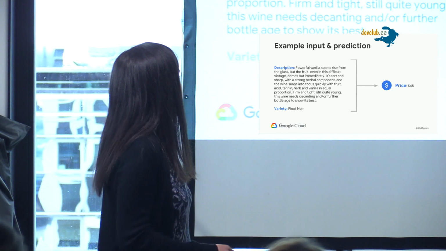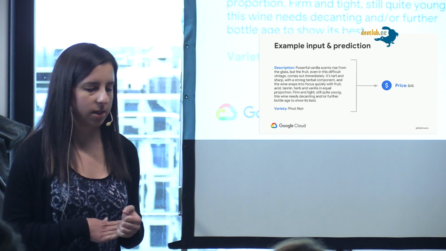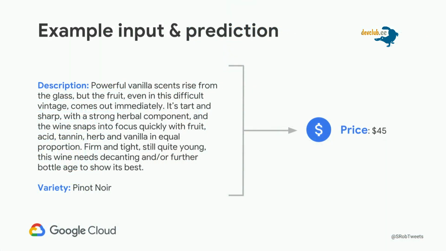Now the reason this is well suited for machine learning is that we can't create explicit rules. We can't say, like, every time the word vanilla is in a description and it's a Pinot Noir, it's a mid-price wine, whereas every time we see the word fruity, it's going to be cheaper. We can't make any rules like that. So I wanted to see if I could build a model that would be able to extract insights from this data.